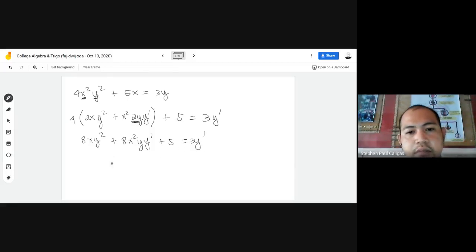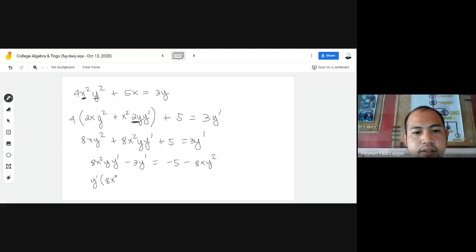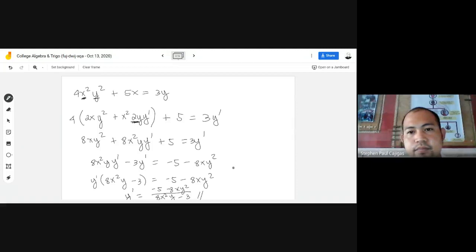So we group the terms with y prime. So we will have 8x squared y prime minus 3y prime equal to minus 5 minus 8xy squared. Factor out y prime here, so we'll have y prime times 8x squared y minus 3 equal to negative 5 minus 8xy squared. And of course, divide everything by that factor, so y prime is equal to negative 5 minus 8xy squared all over 8x squared y minus 3. We got the solution.